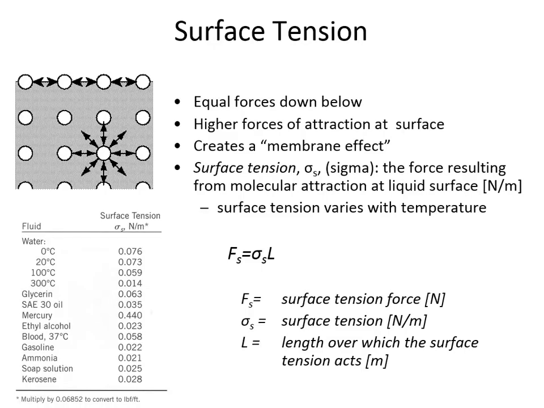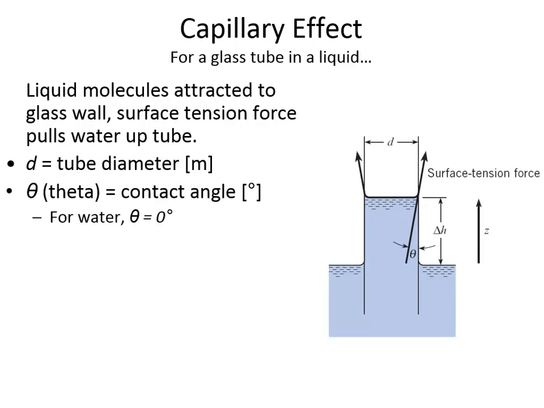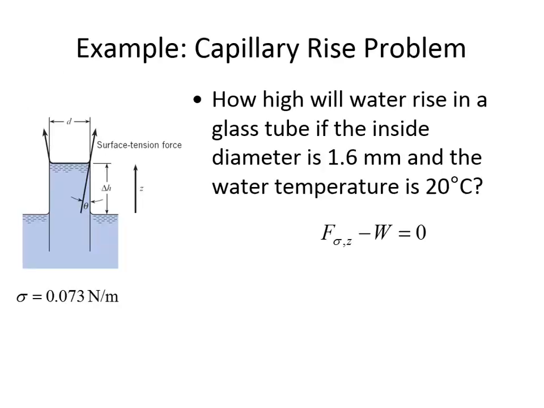Like here, it says that the surface tension force is the surface tension constant times L. In the case of the bug, it was just the length of the bug's legs. But here, the relevant length is the circumference around the outside of the glass tube. And so that's why we're using pi d, because that's the circumference of the glass tube.